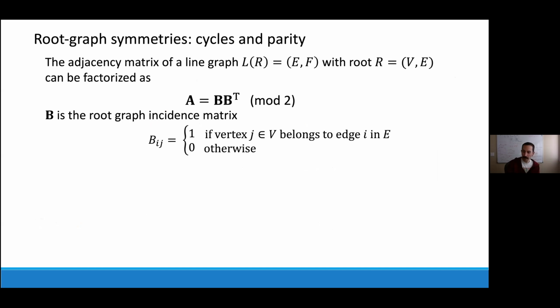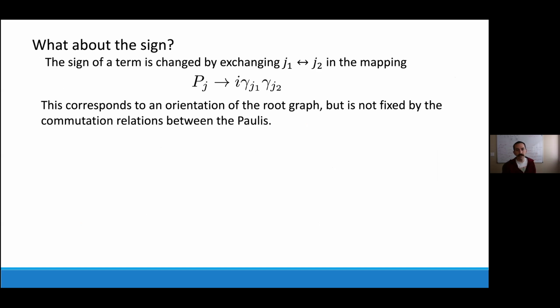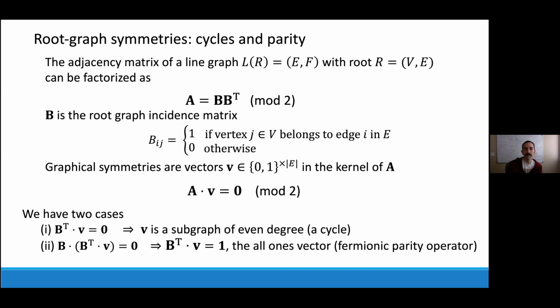Okay, in the interest of time, I'm going to skip the slide that describes how cycles and parity arise, because it's a little bit complex. But I'll leave it up so somebody can pause on YouTube and read the slide if they want.